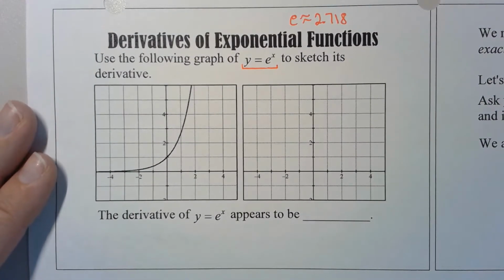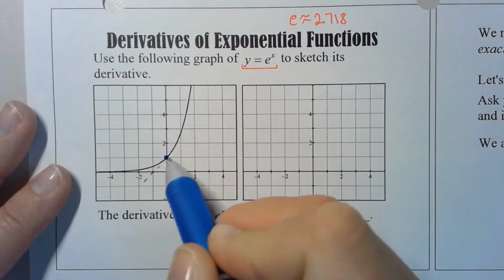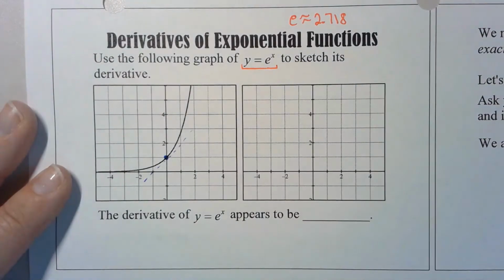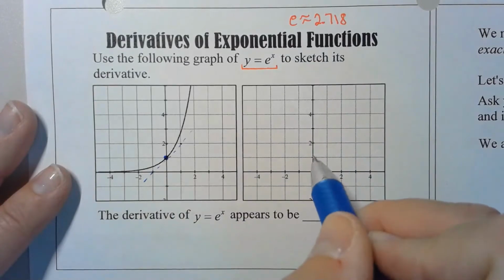Think about spaghetti, right? Let's even pick a few points here. Maybe I pick this point. And maybe I lay down a tangent line. Gosh, I couldn't have drawn it any better. It looks like this, it kind of goes up 1 over 1. So I'd say at 0, the slope is 1.